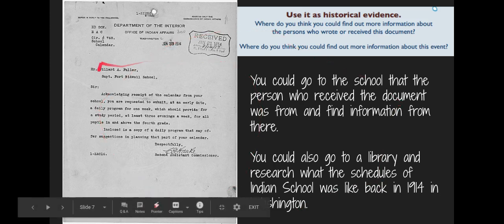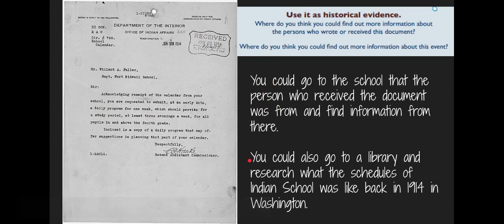So that's where I got that information from. So we just analyzed this whole document. There's so much that you can find when you're using documents. And eventually you'll be able to analyze documents to support an idea that you have. Okay. But that's later on. For now, we're just trying to look at the documents and analyze them. All right.